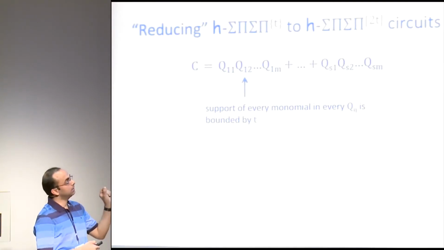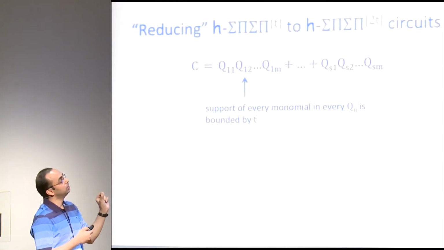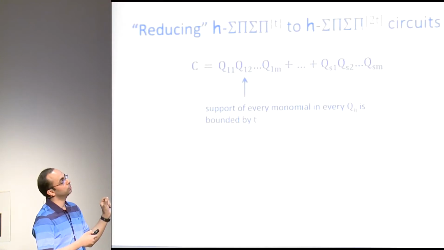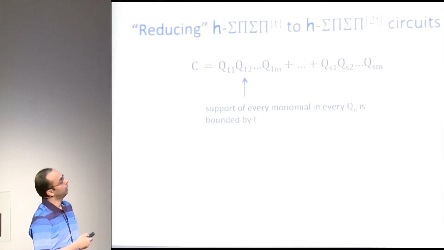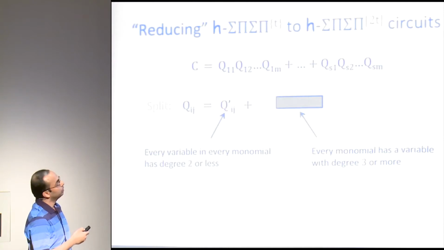And let's complete this task of reducing a homogeneous depth 4 circuit with low bottom support to a homogeneous depth 4 circuit with low bottom degree. Okay, so let's start with such a circuit which has low bottom support. Yeah, and you do as before.